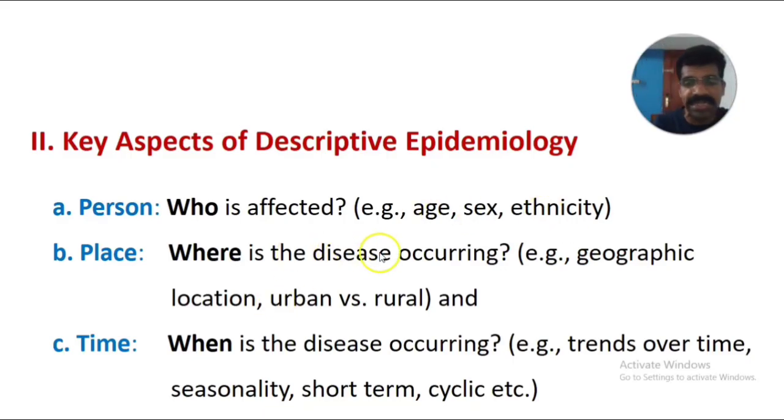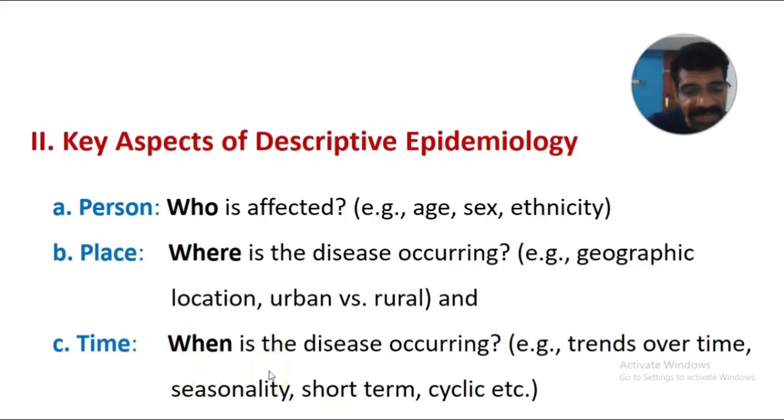Then place: where is the disease occurring, the geographic nature or location, whether it is locally endemic, or whether it is an urban area or rural area, etc. All related to the place where the particular disease or problem is present or prevalent.